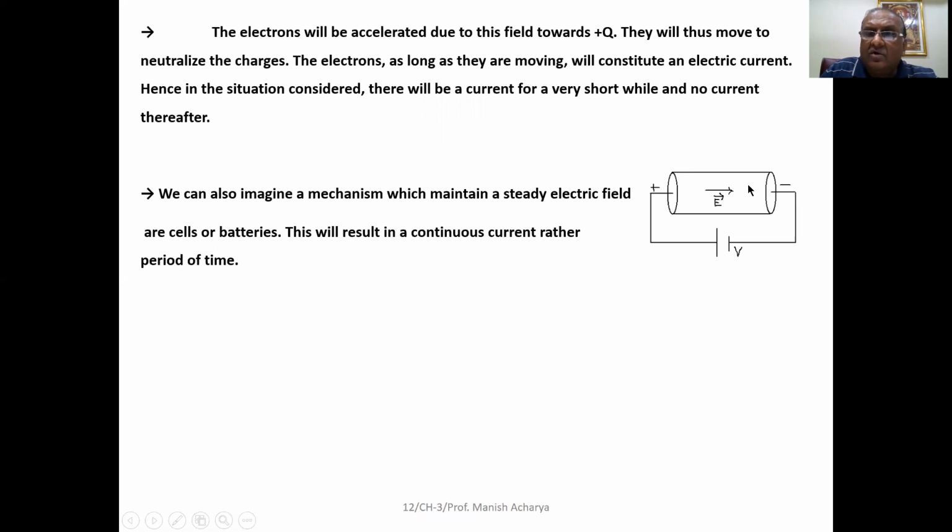Now electrons will flow towards the positive terminal of the battery and the negative terminal of the battery will release the electrons, and here a continuous flow of net charge through any cross section of the conductor will be obtained, and as a result you will get a continuous current through the conductor rather than a current for a short time interval. Clear to all of you?